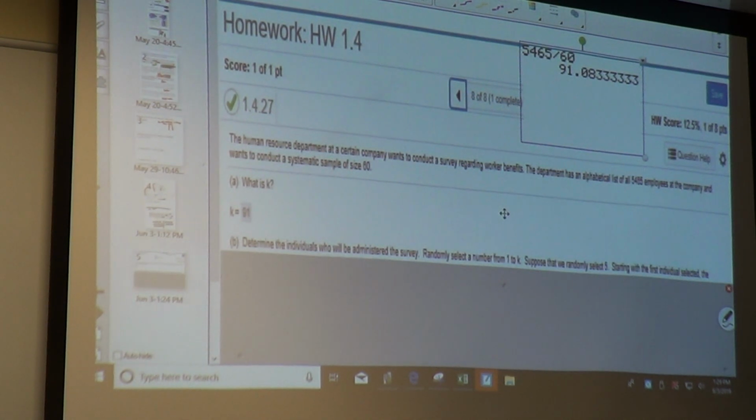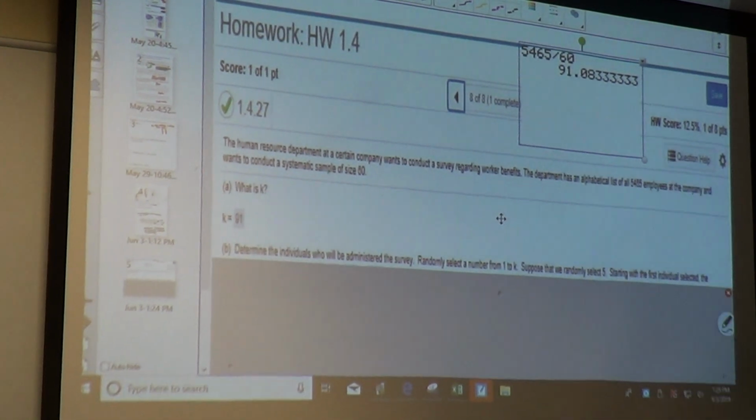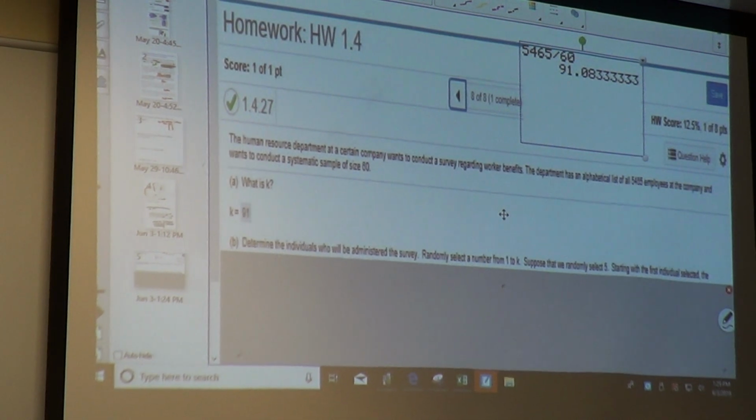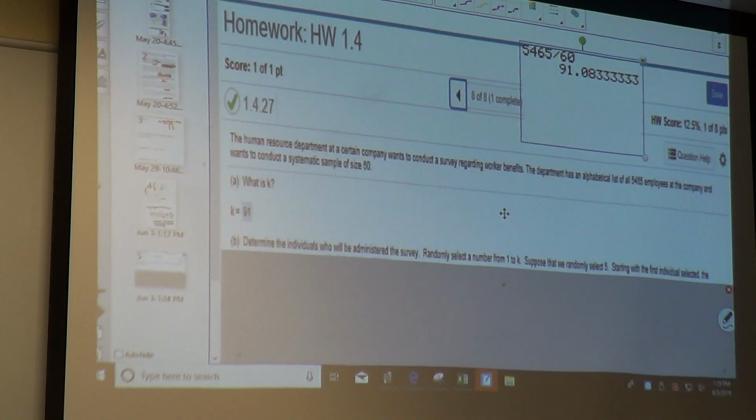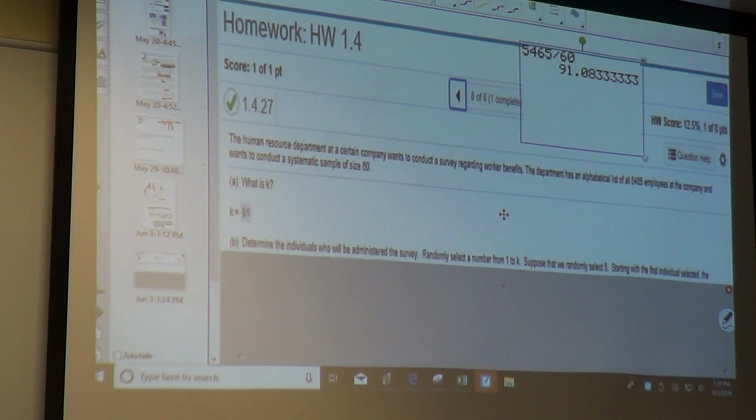So for our problem, what was our K? 91. So that's what we're going to start with. Now here, it's going to be 91 plus, what number was in this paragraph? 5. So it's going to be 91, comma, 96. Then, we're going to do 5 plus 91 times 2.